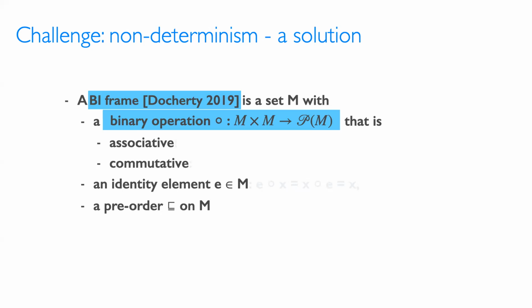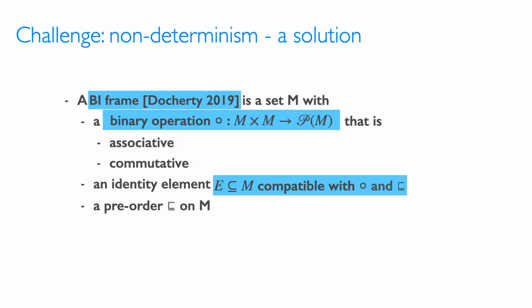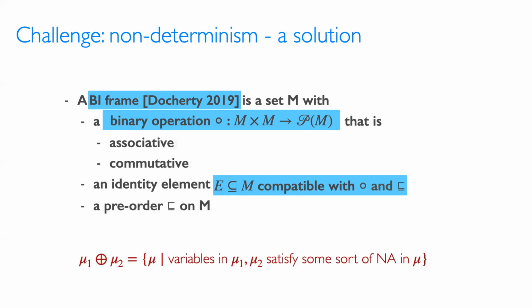So we need something more complicated. This is a BI framework. BI is the logic of bunched implications, which is the logic that is behind the idea of separation logic. And then we need to generalize also the identity element to be a set and so on. Okay? So this is one of the first challenges.